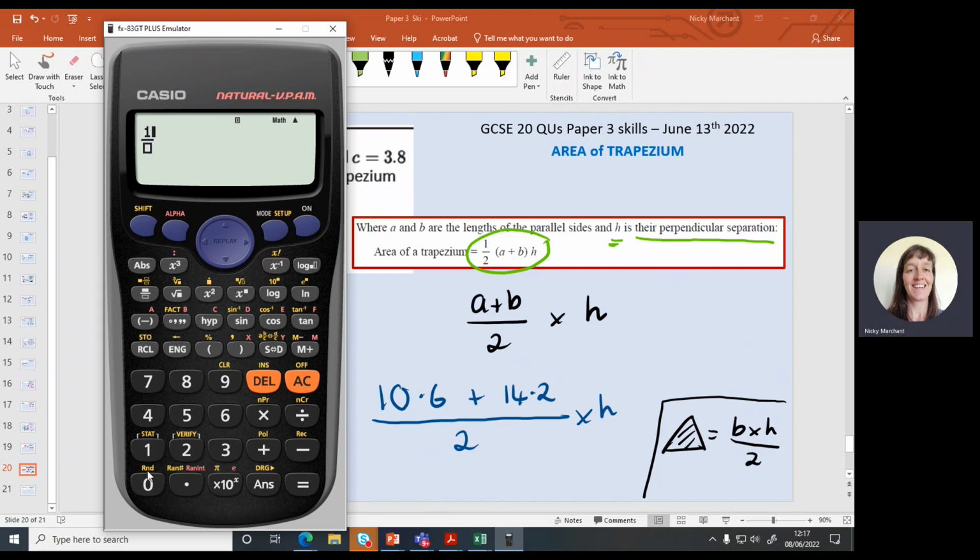But I'm going to do 10.6 plus 14.2, cursor down. You should be writing down on your page everything you type in your calculator. Times by, now the H is 3.8.